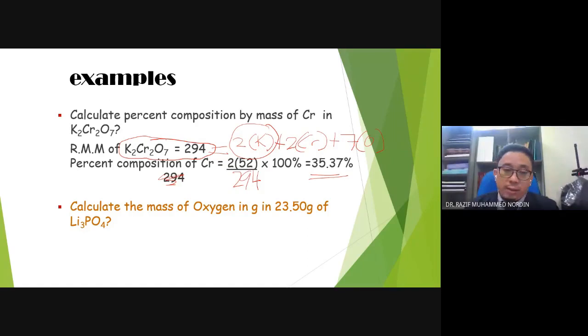And then example yang ni, simple example yang ni, calculate the mass of oxygen in gram in 23.5 gram of lithium phosphate.